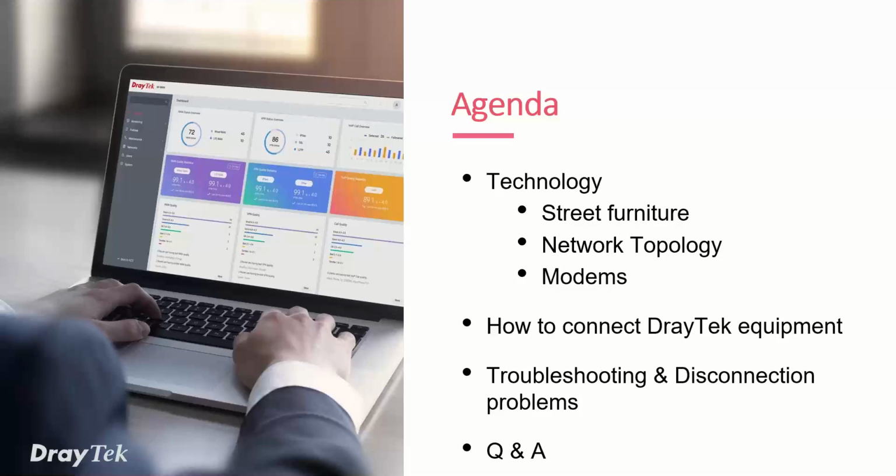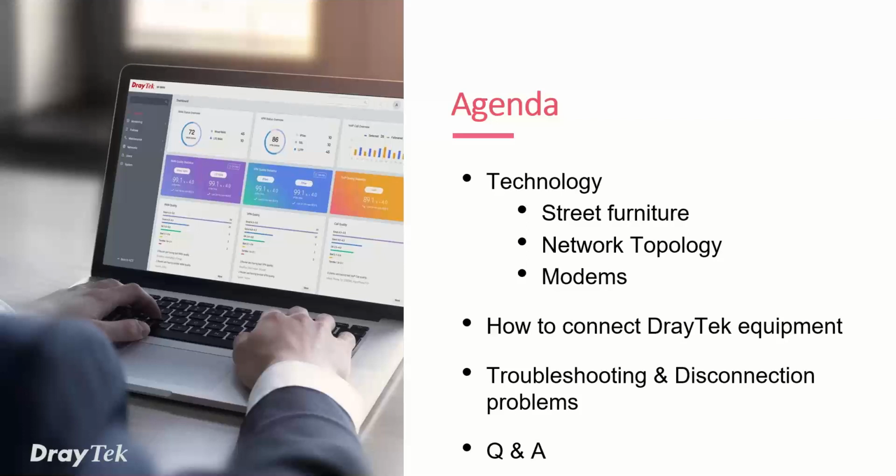Just to start, I'll briefly go over the agenda that I will be covering today. We'll start off by looking at the technologies involved. We've got GPON and also DOCSIS as the two focuses for today, and we'll look at some of the street furniture, so what is deployed on the streets, and give you an idea about how you can identify some of the different parts of the network. And then we'll look at the network topology and look at the modems themselves, the cable modem and the ONT.